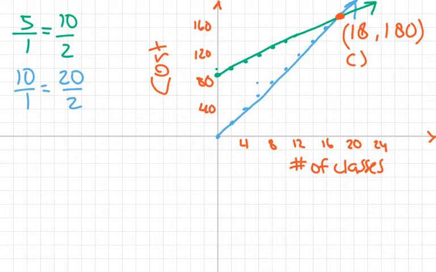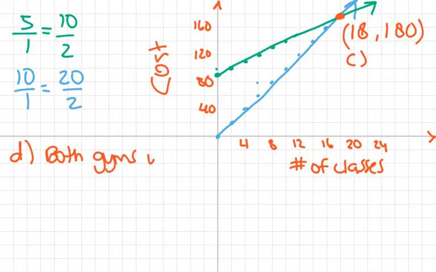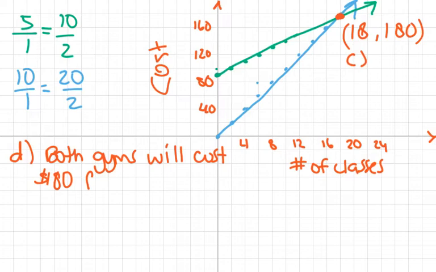So what does this point of intersection mean in this case? This is D. What does that mean? So if the number of classes is 18 and the price is 180, for both gyms, that means both gyms will cost $180 for 18 classes.